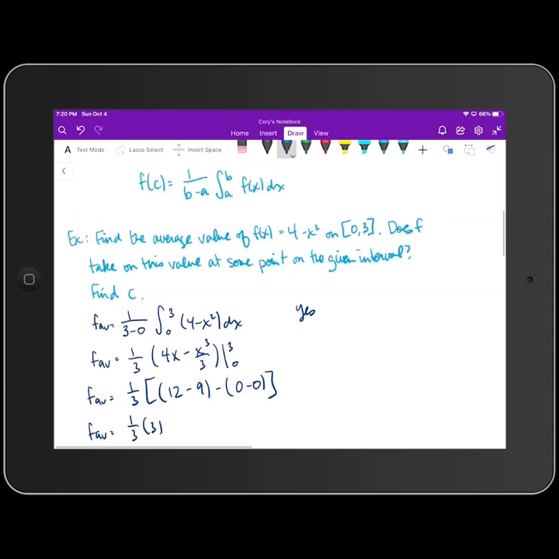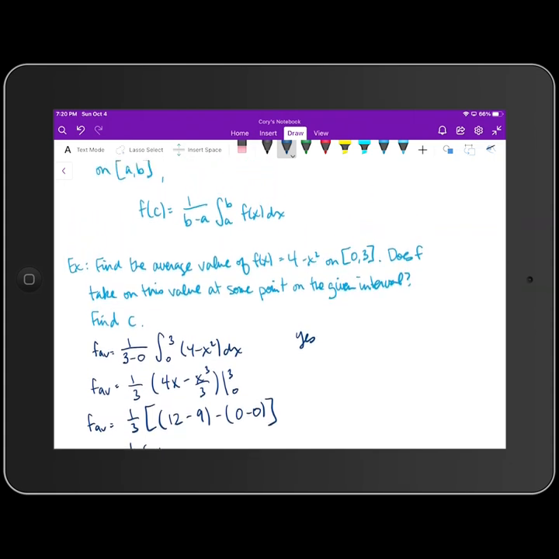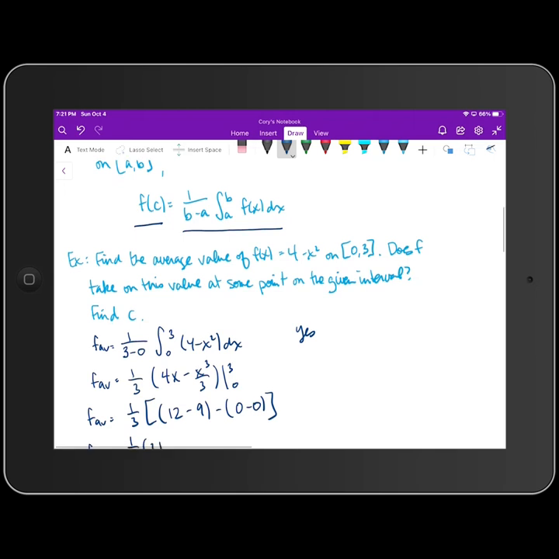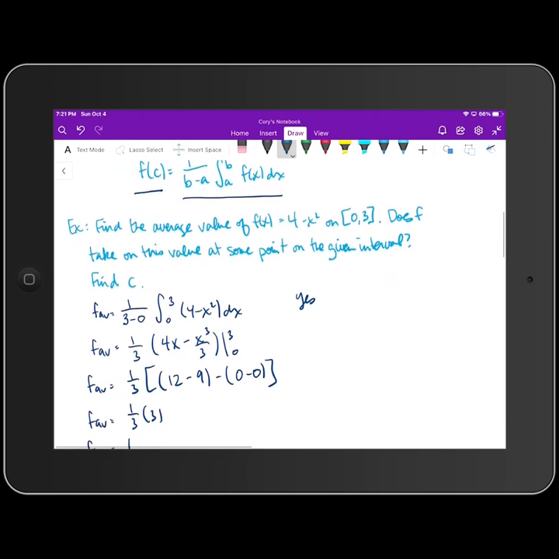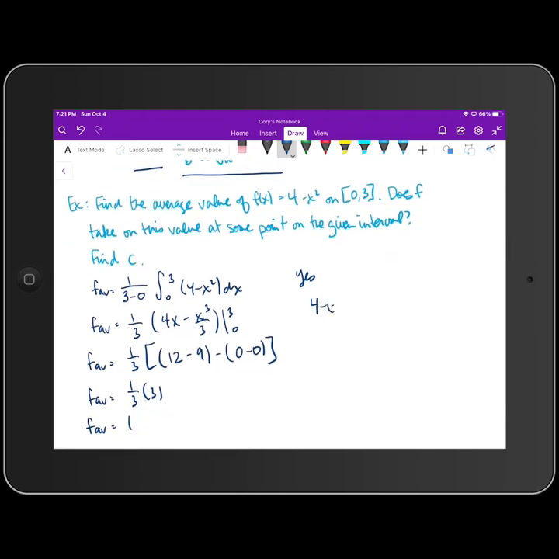Okay, the third part says to find c. So what that's asking us to do is find the value where our function is going to be equal to the average value on the closed interval from 0 to 3. So what we're going to do is set our function 4 minus x squared equal to the average value, which is 1. Now, I'm not going to find c, like actually find the variable c, but when it says find c, we're trying to find the x value on the interval from 0 to 3 for which that occurs.